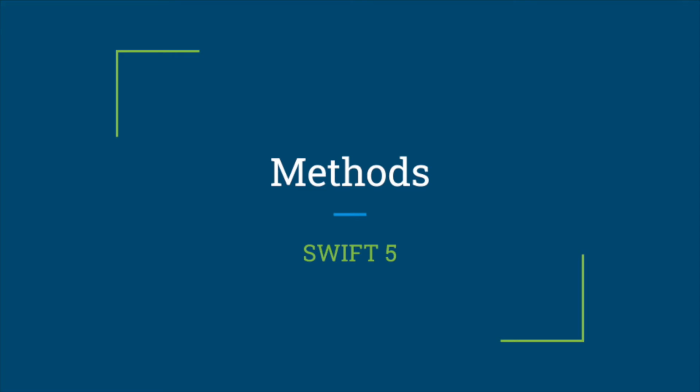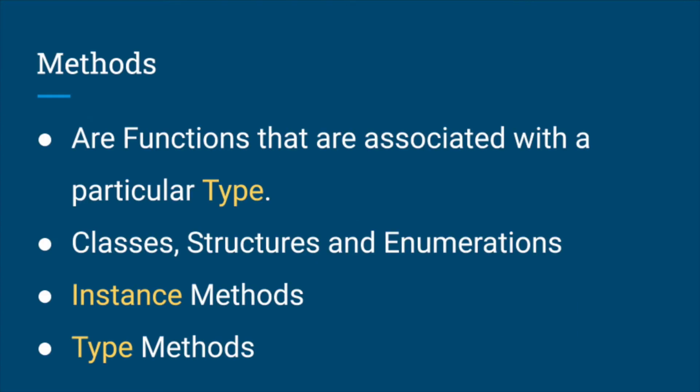The methods in Swift programming language. Methods are functions that are associated with a particular type. Classes, structures, enumerations can all define instance methods, which encapsulate specific tasks and functionality for working with an instance of a given type. Classes, structures, enumerations can also define type methods, which are associated with the type itself. Type methods are similar to class methods in Objective-C.